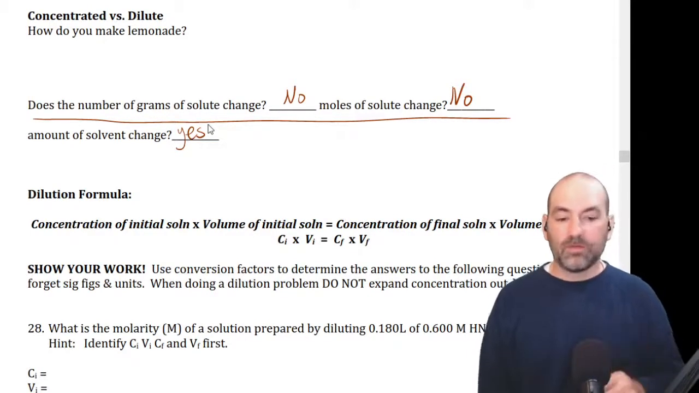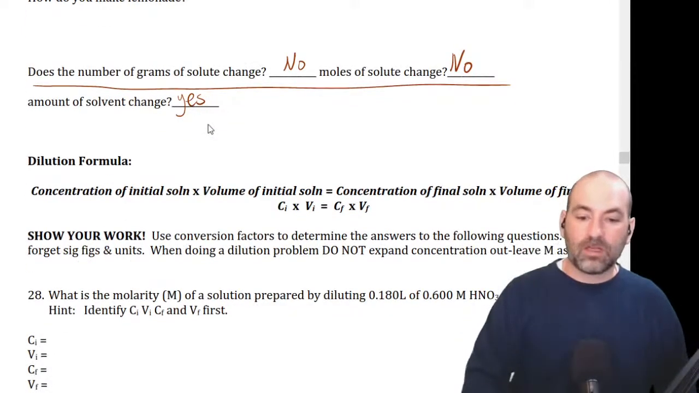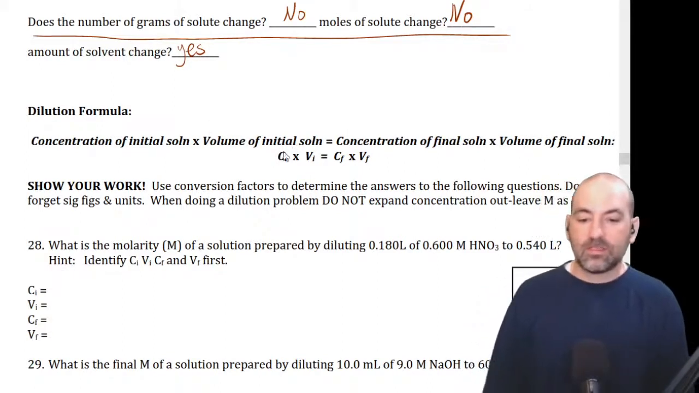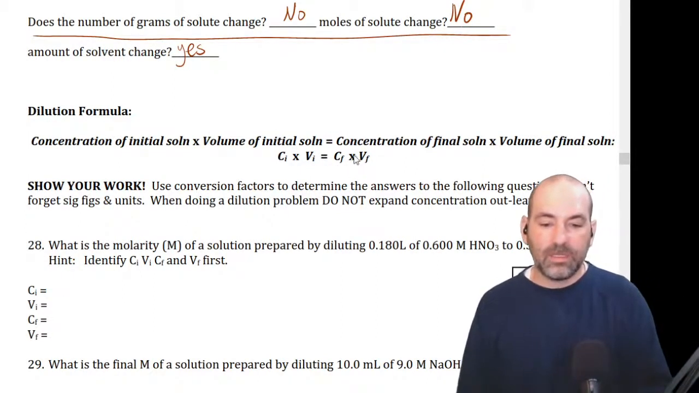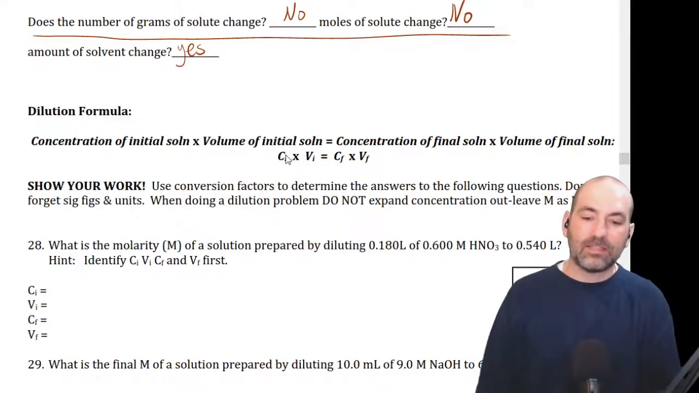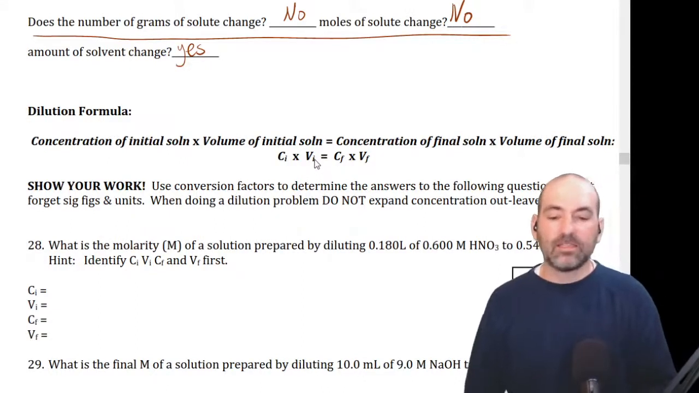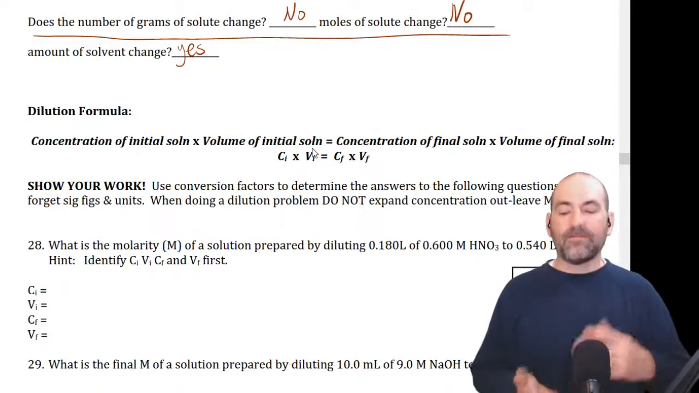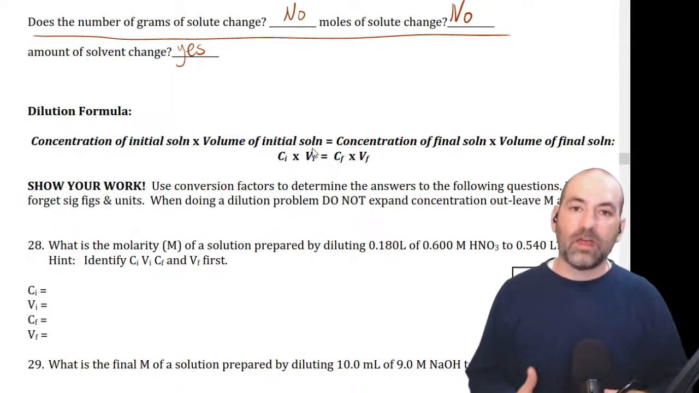And so because that amount stays the same, there's a little bit of a shorthand equation for doing dilutions. So it looks like this. Ci times Vi equals Cf times Vf. So Ci is the initial concentration, Vi is the initial volume, so the solution you're starting with, and then the final is after you've diluted it, after you've added more water.